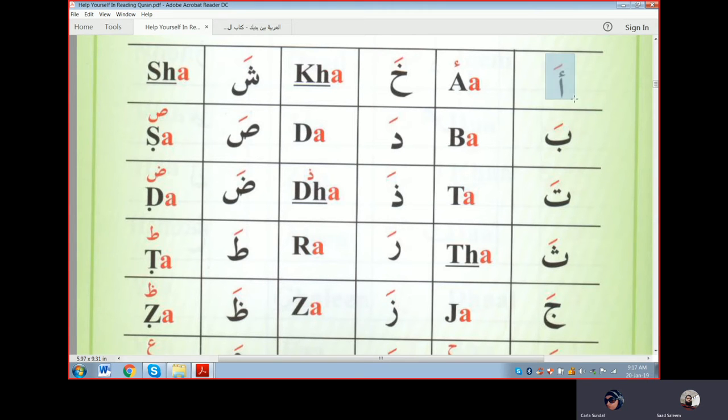Now learn the pronunciation of this. Alif, hamza, fatha, a. So how do you say that? Alif, hamza, fatha, a. Ba fatha ba. Ta fatha ta. Tha fatha tha. Jim fatha ja. Yes. Similarly, try to read all the others.